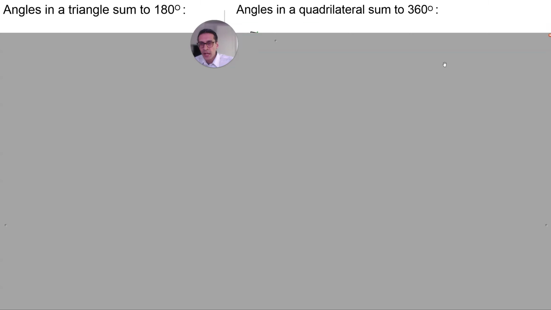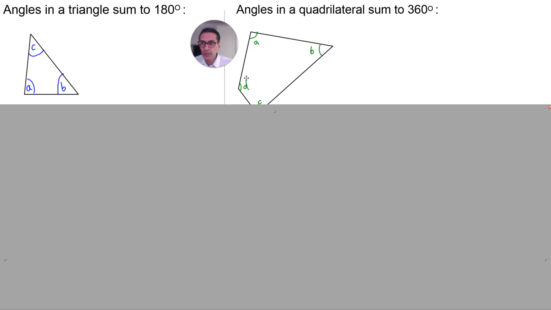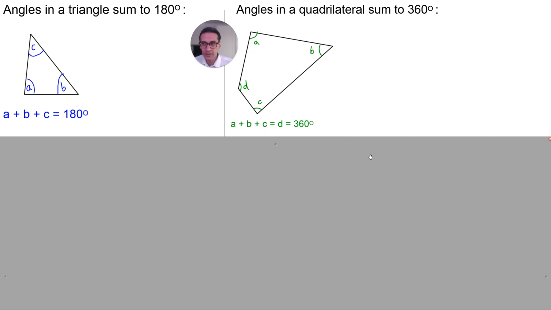Now we need to remember that we can also use the rules of angles in a triangle and angles in a quadrilateral to solve questions where we have to make equations and find missing angles. So we know that angles in a triangle sum to 180 and angles in a quadrilateral sum to 360.